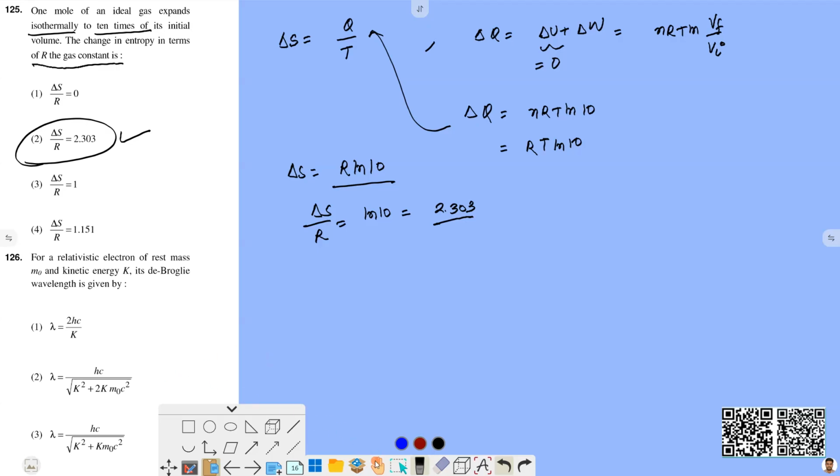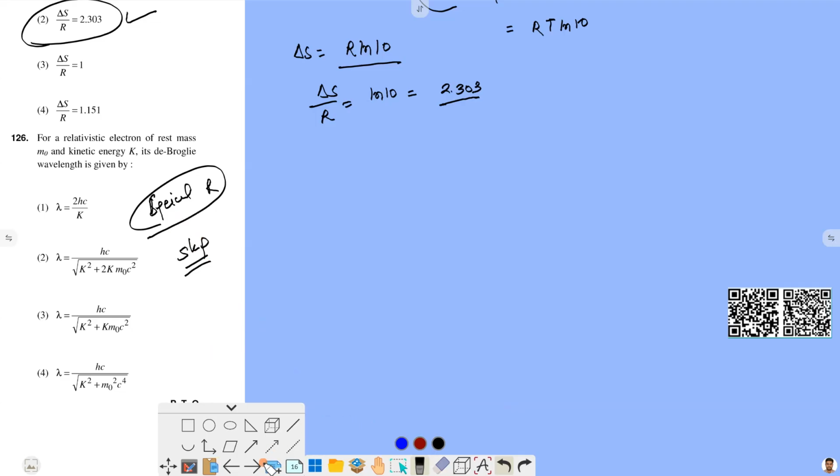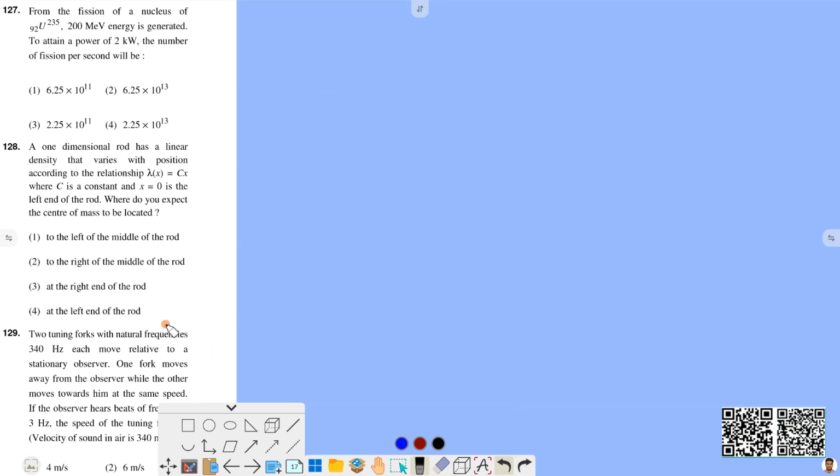Moving to the next one. For a relativistic electron of rest mass m0 and kinetic energy K, the de Broglie wavelength. So this question is basically related to special theory of relativity, and we are going to skip this type of question. So we will skip it. Let us move ahead. So 127.